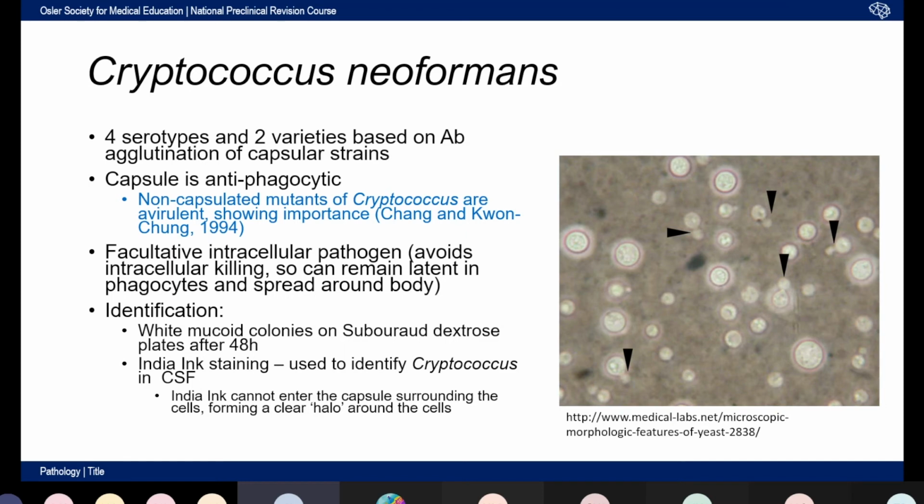An important thing to note about Cryptococcus is that it can be stained with India ink. The ink can't enter the capsule that surrounds the cells, so you get a clear halo forming around the cells, which is shown in this image here. Ignore that they're pointing at the yeast budding, that's the replication, but I just think this image is good to show the clear halo sign.